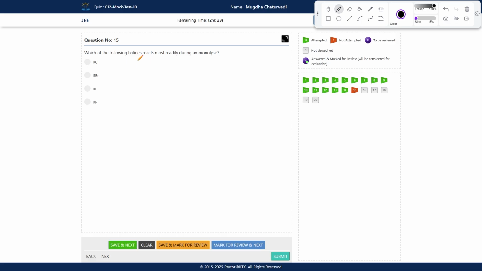Next question, it is saying which of the following halides reacts most readily during ammonolysis? So we have RCl, RBr, RI and RF. So if I talk about the order of bond strength of halides, then bond strength order is, first is RF, then we have RCl, then RBr, then RI. This is bond strength of halide. The bond strength between R and F is most and least is between R and I.